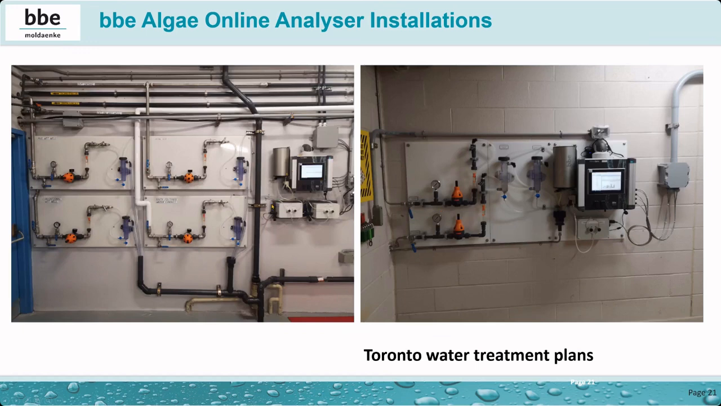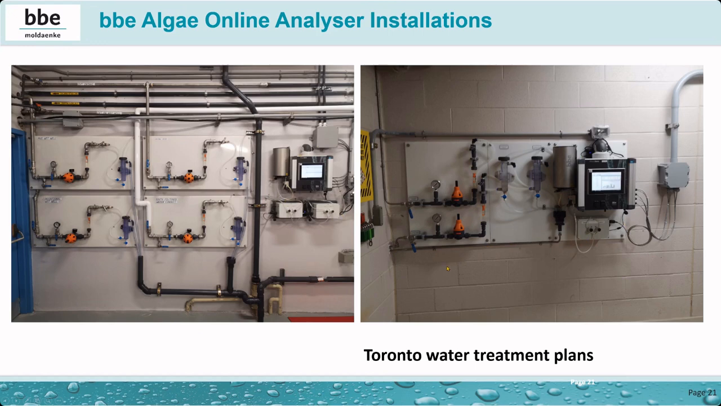Another installation is in a Toronto water treatment plant. You see the Algae online analyzer on the left, on this side. That's a typical installation. They have here 4 valves and 4 intakes, and they measure 5 minutes the raw water, 5 minutes the first treatment step, and so on. And with this valve system, they can change the different intakes. On the right-hand side, it's only 2, but it's the same.